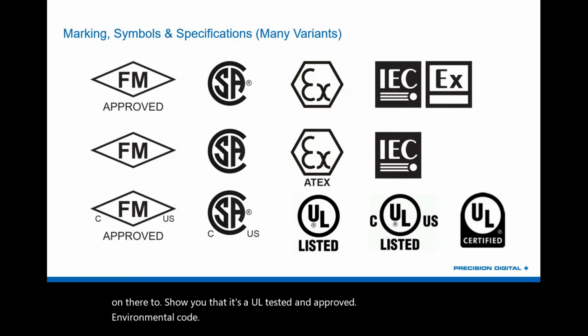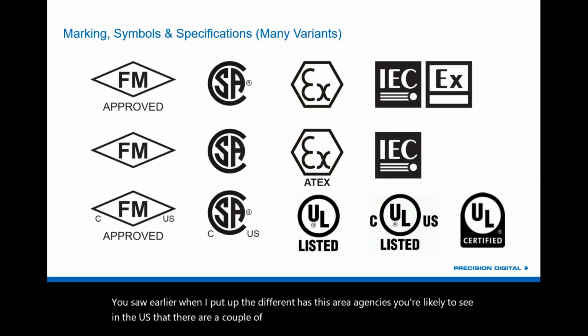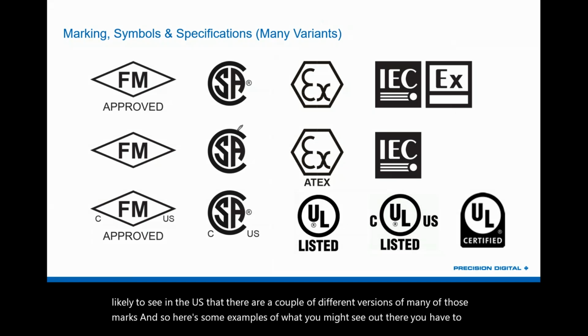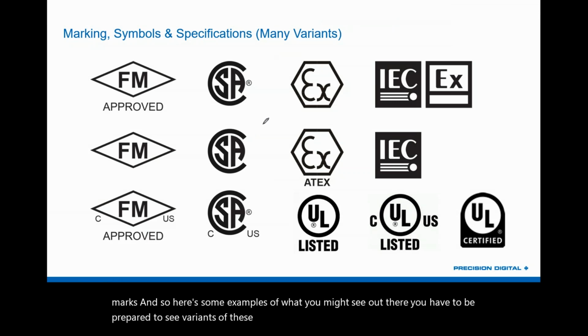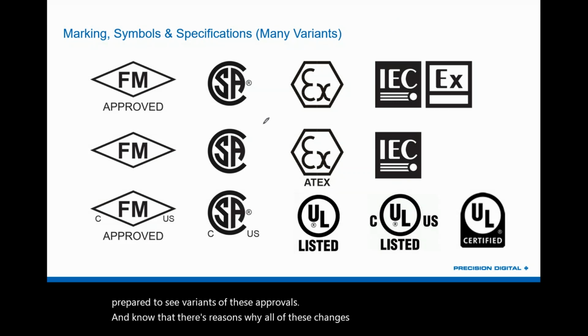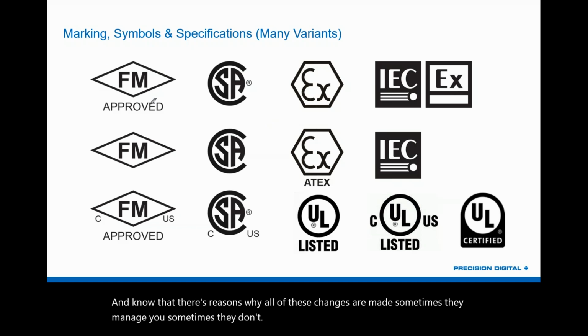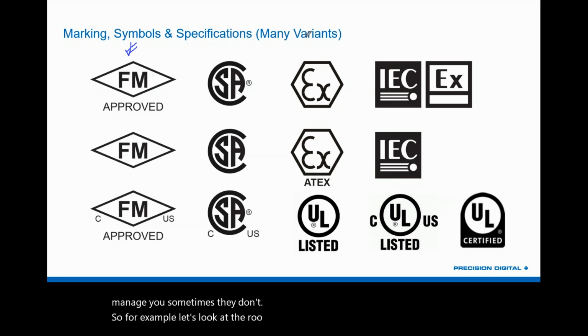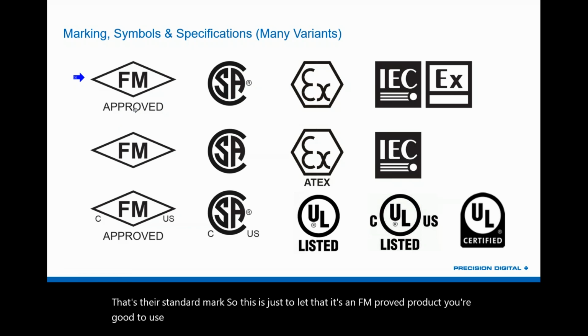You saw earlier the different hazardous area agencies you're likely to see in the US, and that there are a couple of different versions of many of those marks. So here are some examples of what you might see out there. You have to be prepared to see variants of these approvals and know that there are reasons why all of these changes are made. Sometimes they matter to you, sometimes they don't. So for example, look at the row here on the left with FM. Well, you've got FM approved. That's their standard mark. So this is just to let you know that it's an FM approved product. You're good to use it in the United States, facilities that take FM approval.